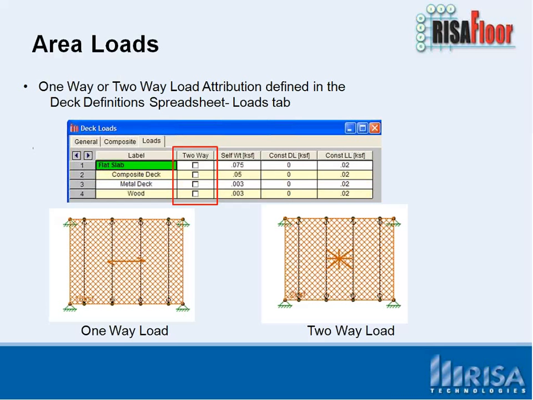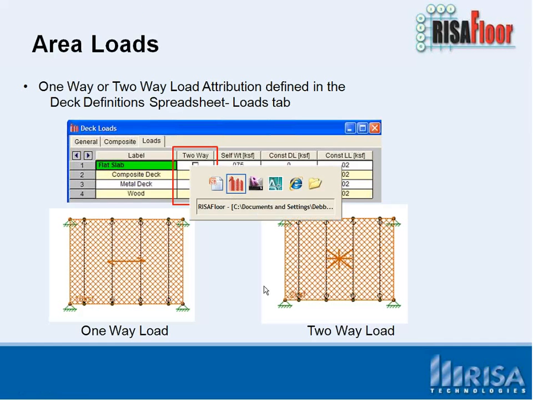When we talked about loading, we're actually talking about loading in one-way or two-way load attribution. And so you can define that. Currently it's basically designed as a one-way slab here, or a one-way load distribution. We see that it's defined in the deck definition spreadsheet under the loads tab. Okay, so you can actually change that loads tab there and make it so that you want it to be two-way. And the picture below here just shows whether we have one-way or two-way load distribution. It kind of describes whether it's going to be loading it in one direction or in multiple directions. Okay, and we can see that there.